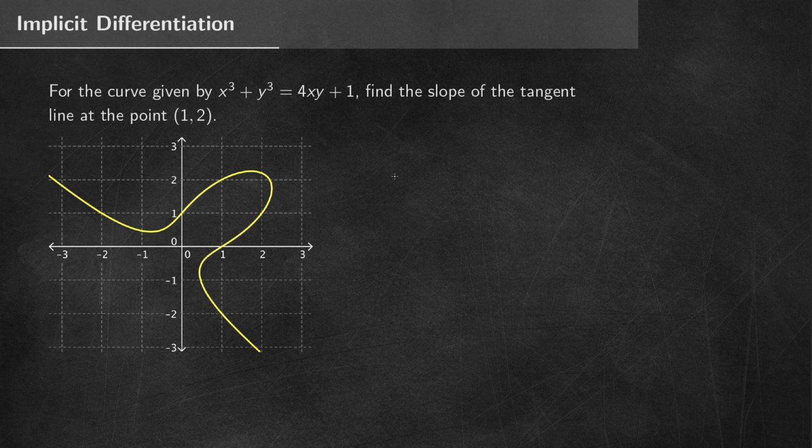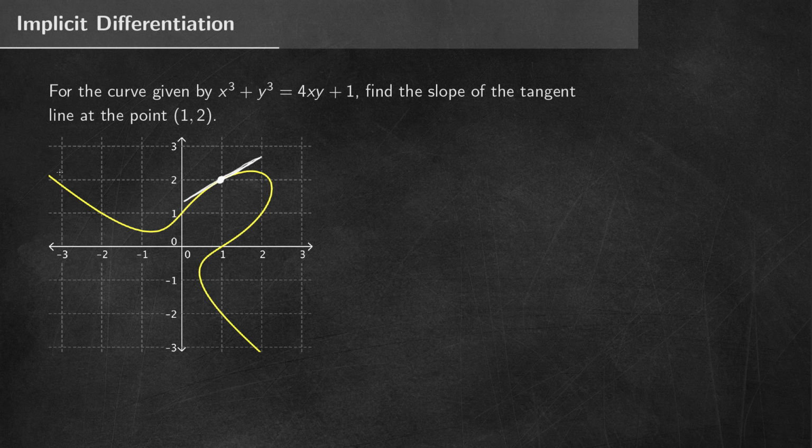For our next example, we have a curve given by x cubed plus y cubed equals 4xy plus 1. And we're asked to find the slope of the tangent line at the point 1, 2. So the point 1, 2 is right here. And the slope of the curve at that point would be the slope of the tangent line to the curve at that point. So there's my tangent line that I've drawn. I want to find the slope of that tangent line.